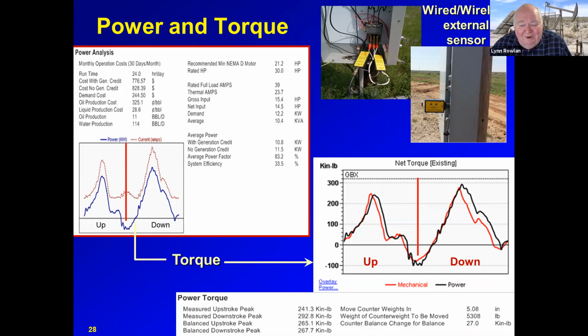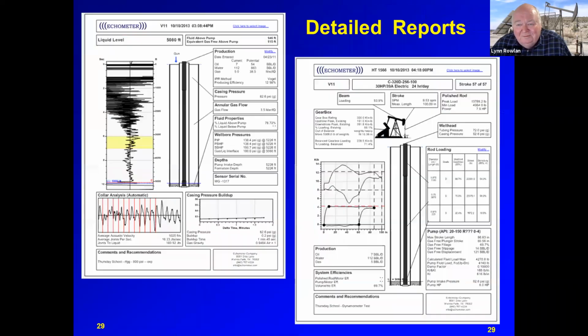And so we need to move the weights in a little bit, and the software says how much to move the weights in to balance the pump unit. So it's another thing it tells you based on mechanical or motor power. It's where the weight should be to reduce damage and be more efficient.